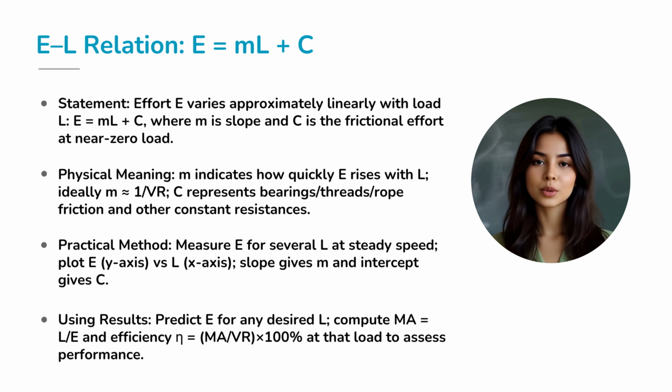Ideally, we would expect m to be close to 1 by VR, but friction changes that. To determine these numbers, we measure the steady effort required for several loads, then plot E on the vertical axis versus L on the horizontal axis. As you can see in the graph, the straight line slope is m and its intercept on the effort axis is C. Once we have m and C, we can predict the effort for any desired load, compute the actual mechanical advantage as MA equals L divided by E, and then find the efficiency for that load using eta equals MA over VR times 100%. This experimental approach turns a real, imperfect device into a predictable tool.